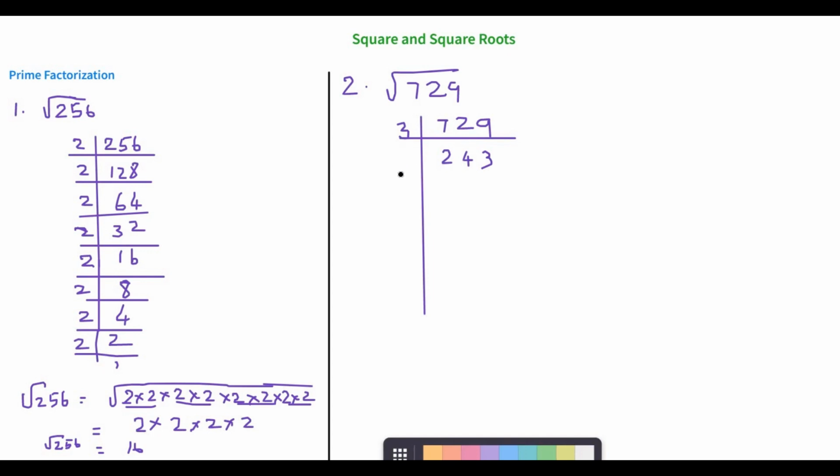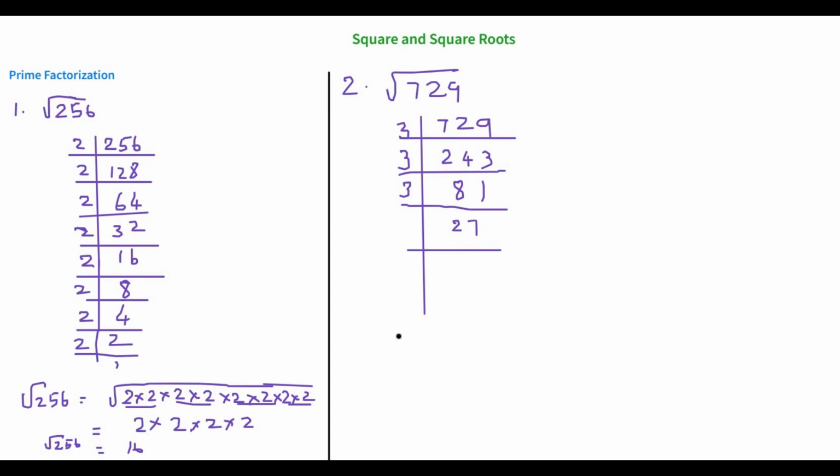This is further divisible by 3, because 2 plus 4 is 6, and 6 plus 3 is 9. So we get 81. We can further divide this by 3 to get 27. If we divide this by 3, we get 9. Dividing 9 by 3, we get 3, and this can be further divided by 3 to get 1.